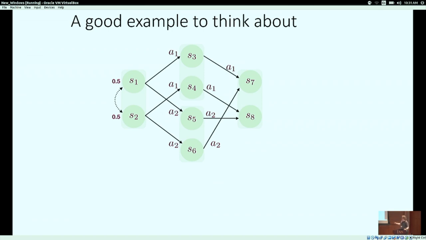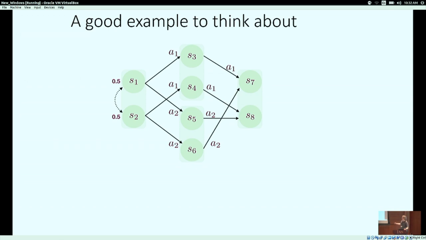Okay, so let's think about a hard situation where we have a stochastic initial state. If you look at this, we see that if we do A1 and then A1, we get to S7. If we do A2 and then A2, we also get to S7. That means that dynamically it's possible to reach state S7, so we should end up with a homing policy for state S7 and not, for example, for the combination of S7 and S8.